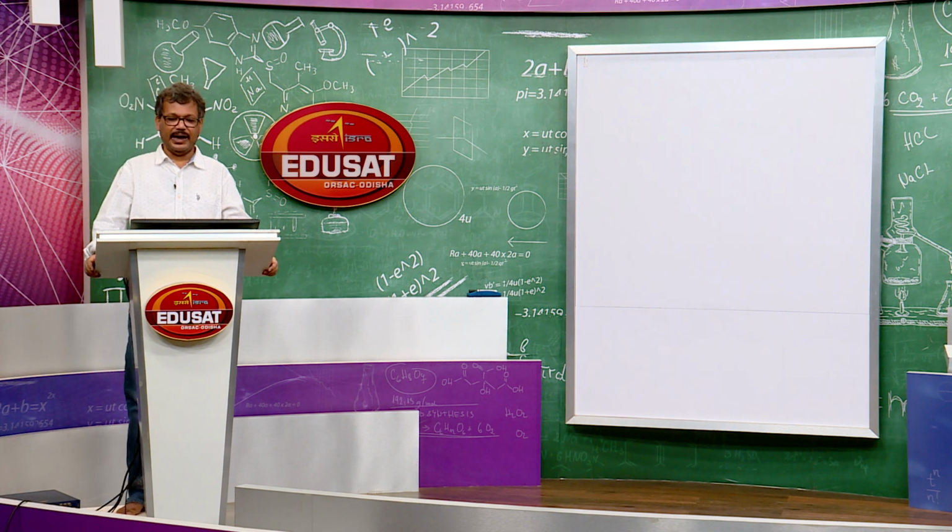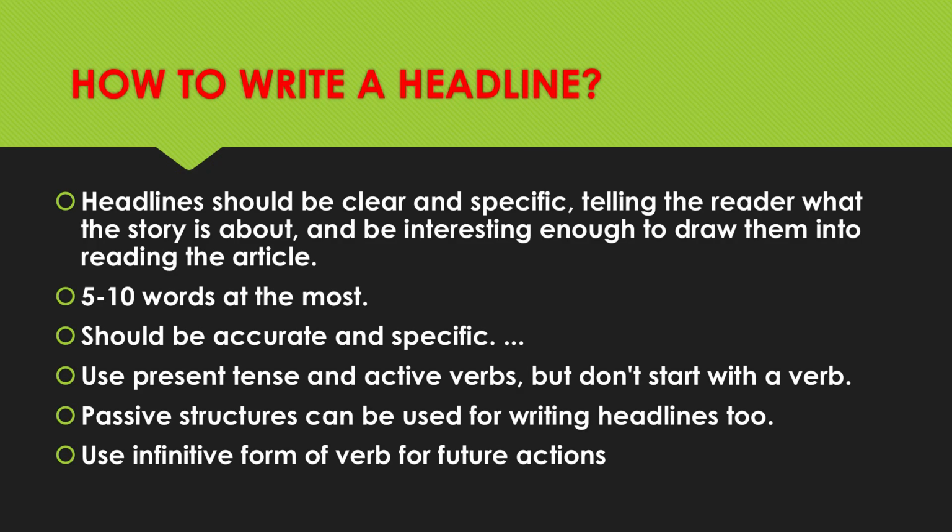Now, I have told you a headline is a descriptive title which expresses the content of a report. How to write a headline? Headline should be clear and specific, telling the reader what the story is about, and can be interesting enough to draw them into reading the article. A headline can be written using 5 to 10 words at the most. A headline should be accurate and very specific. When you are writing headline, always use present tense and active verbs, but do not start with a verb. Passive structures can be used for writing headlines too. Use infinitive form of a verb for future actions.